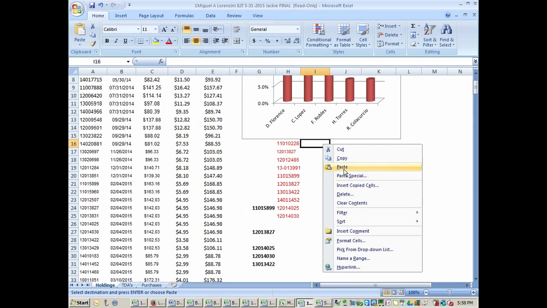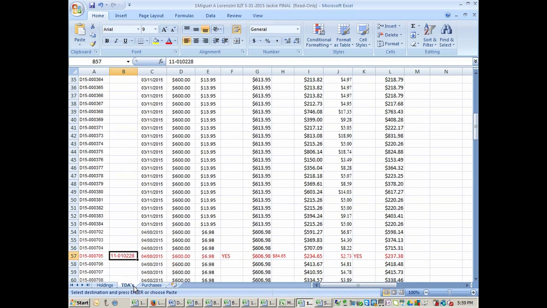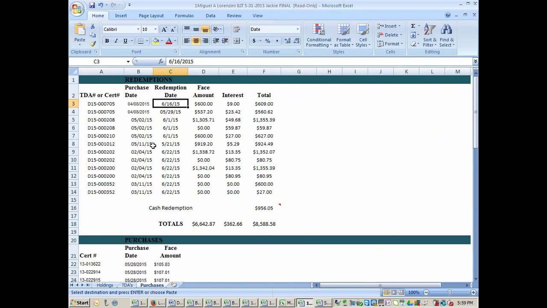Okay, so that would go on the holdings page, and those are being left out. I want to make sure you get that point, because that's one of the few mistakes you're making at this point, but we have to get that right, because the dollar balance will never be correct unless we get the total amount of certificates that are redeemed. Okay, so the TDA page looks good. Let's go back to the redemptions page.